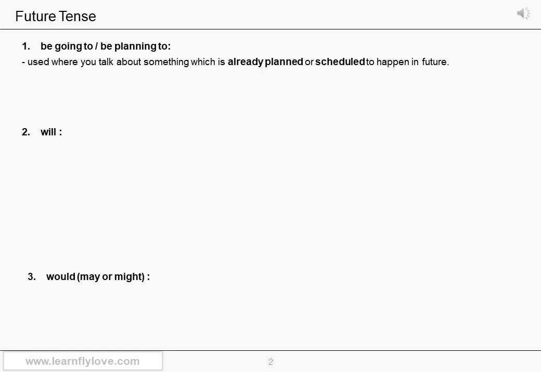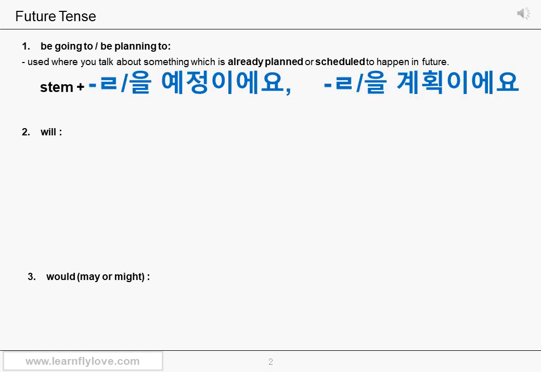Now, let's learn how to make the future tense in Korean. We're going to learn how to express be going to, be planning to, will, and would, may, or might for the possible situation in future. Where you talk about something which is already planned or scheduled to happen in future, you can use either 을 예정이에요 or 을 계획이에요. Yes, these are grammar expressions or compound expressions.